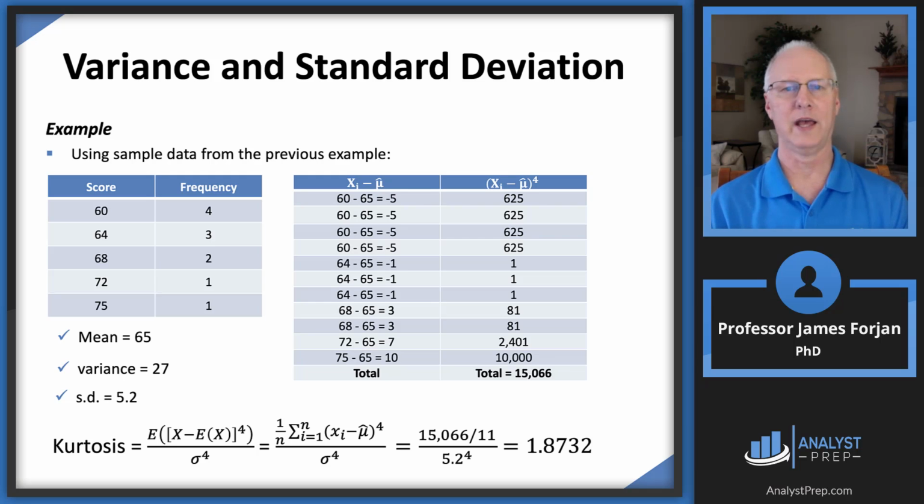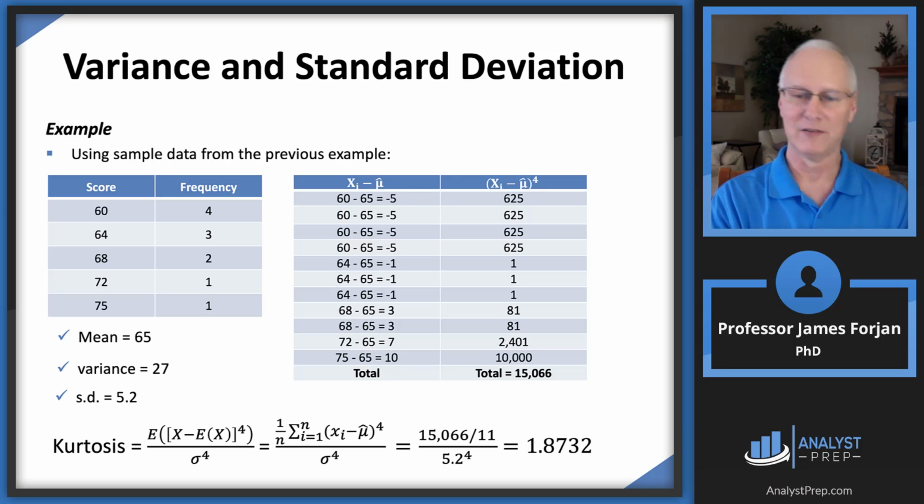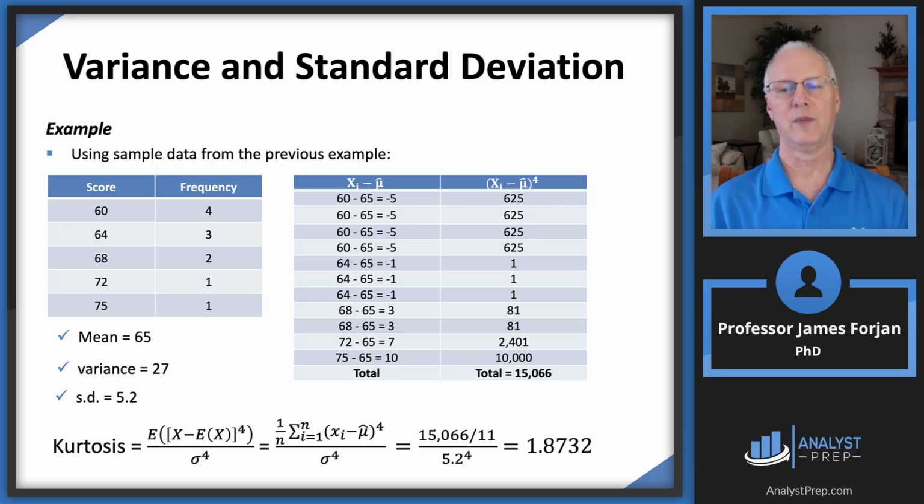All right, let's go ahead and compute the kurtosis here. So what we're going to do is the same thing, right? We're going to take the difference between each observation and the mean, and then we're going to raise it to the 4th power. We're going to sum those again, then we're going to divide by 11, and then we're going to divide that by sigma raised to the 4th power. So we have kurtosis in this case of 1.87.